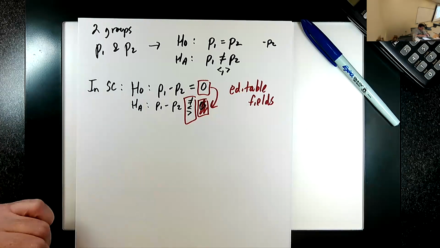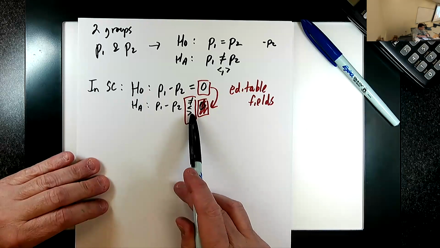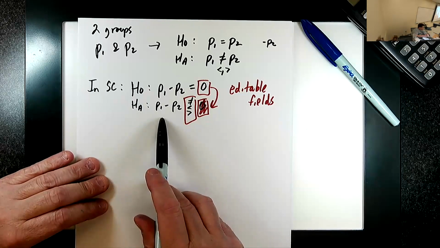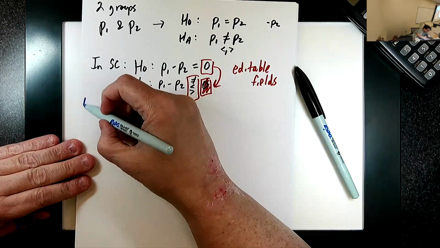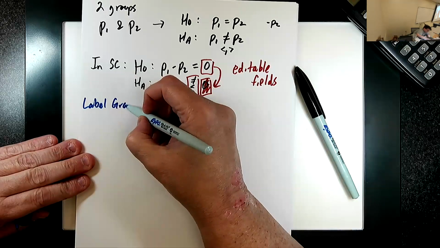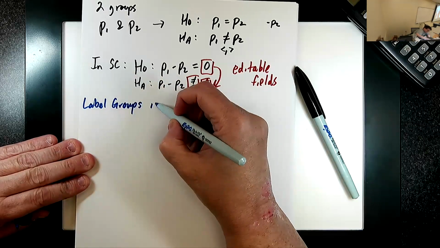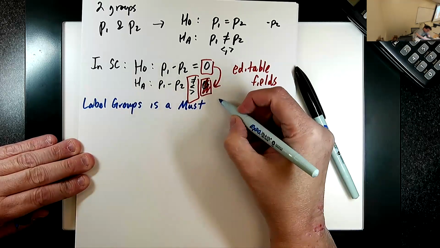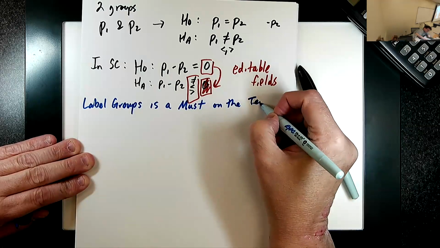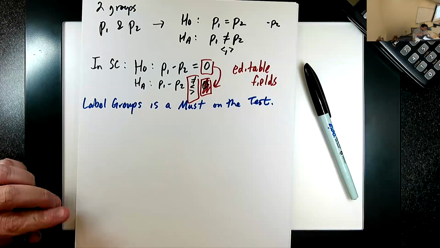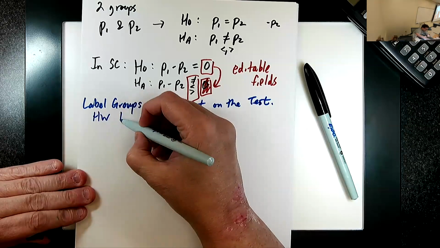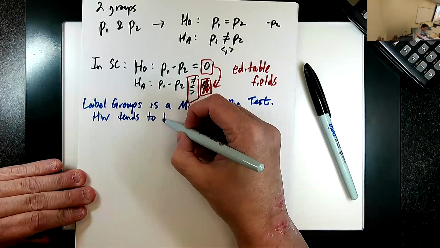Now notice, if I have less than or greater than, it very much matters which group is labeled P1 and which group is labeled P2. So you have to label your groups. Labeling groups is a must on the test for sure. If you don't label the groups, you're losing points, because I don't know what you mean when you say P1 minus P2 is greater than 0. Homework tends to tell you which group is which.